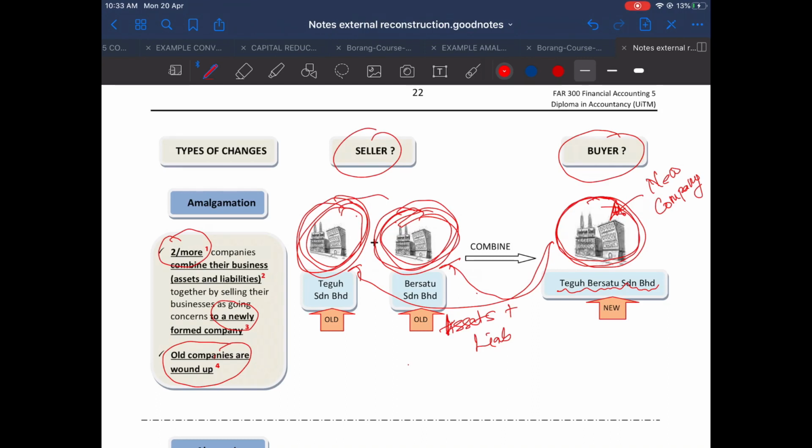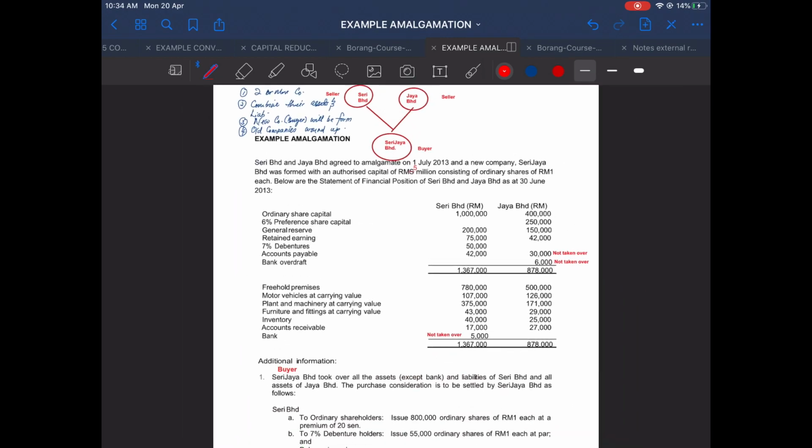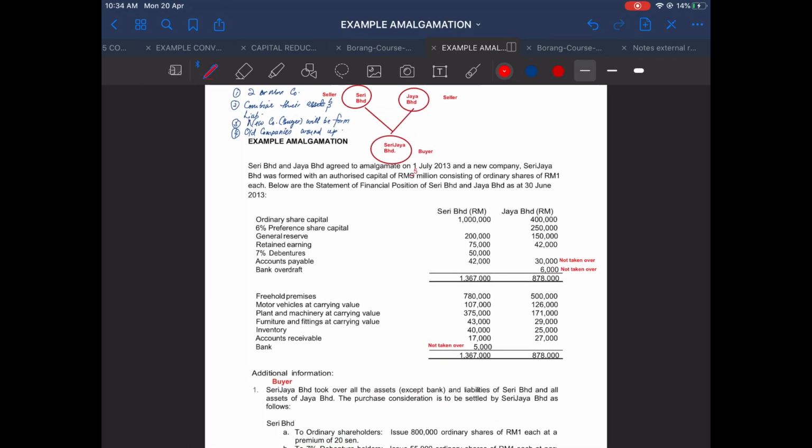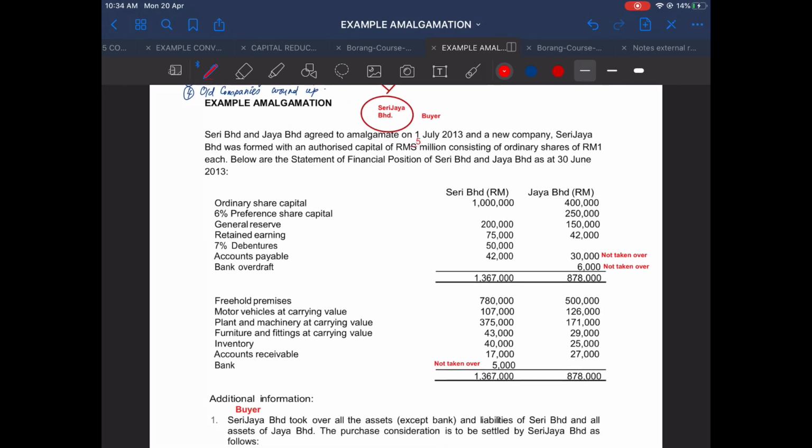So now we're going to look at the book of the seller and the book of the buyer in terms of accounting entries and so on. So to demonstrate the process of amalgamation, we're going to look at an example on amalgamation question. Okay, so in this example, we have two companies, Sri Berhad and Jaya Berhad. Sri Berhad and Jaya Berhad agreed to amalgamate on 1st July 2013, and a new company, Sri Jaya, will be formed. So Sri Jaya here is the buyer, and Sri Berhad and Jaya Berhad are the sellers.